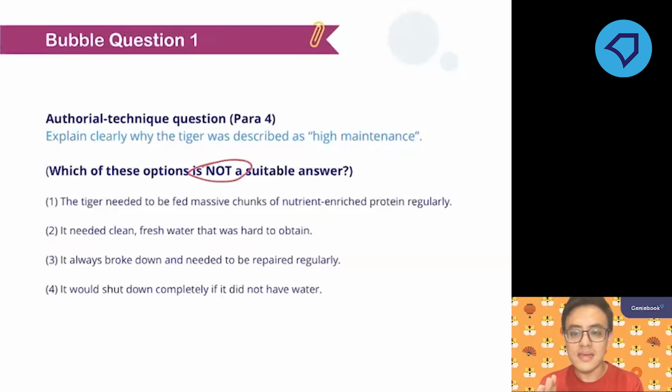Earlier, I told you that the protein-rich slabs may or may not be suitable. I'm going to make it very clear to you: feeding it protein-rich slabs can be a suitable answer. I don't want to confuse you. So which one of these four options is definitely not suitable? Okay, question number one in 3, 2, 1.